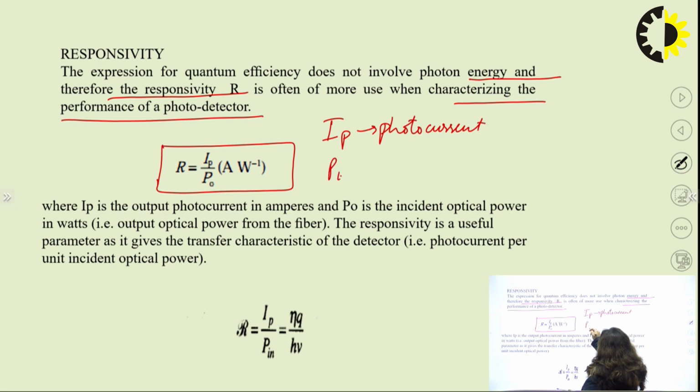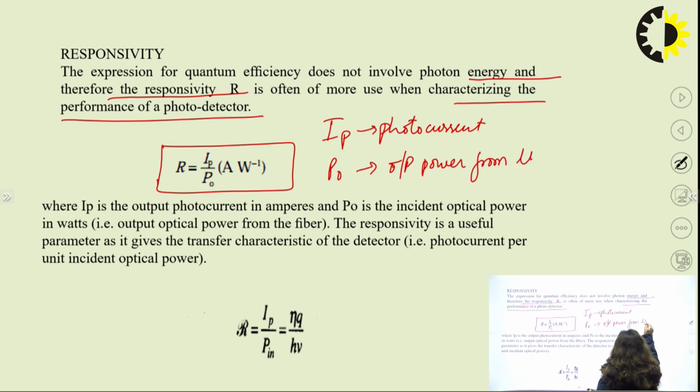And P naught is the output power from the channel or from the fiber. So R is equivalent to IP upon P naught. Its unit is ampere per watt, where IP is the output photocurrent in amperes and P naught is the incident optical power in watts. Incident optical power is basically the same thing as the output optical power from the fiber.